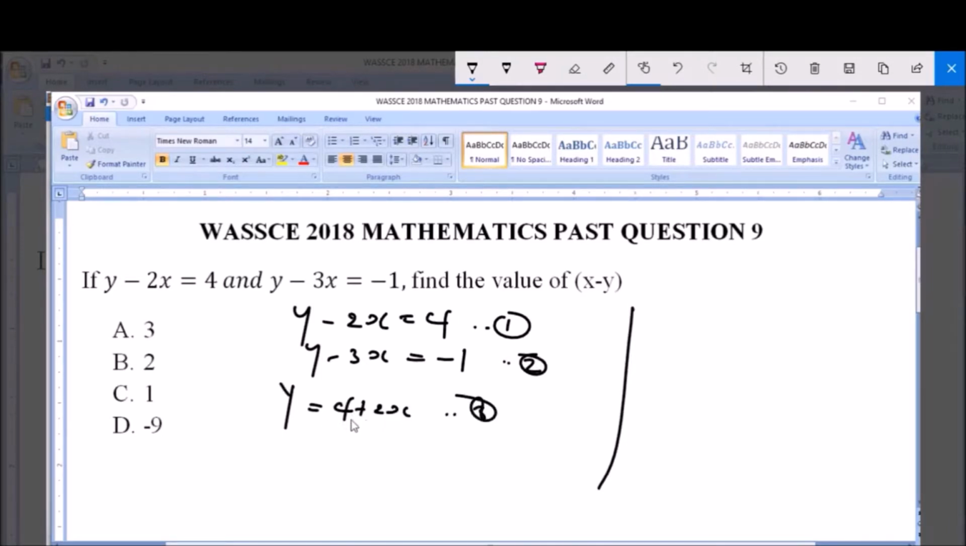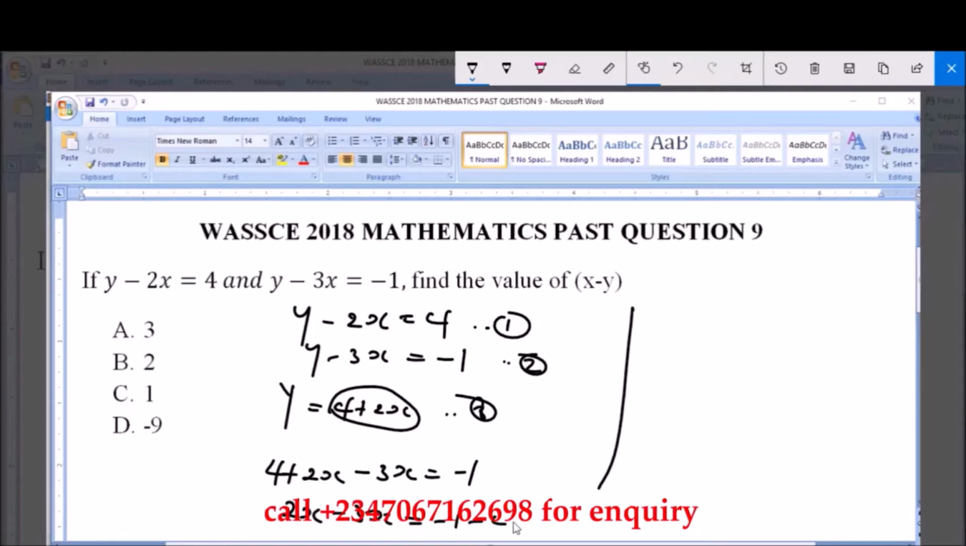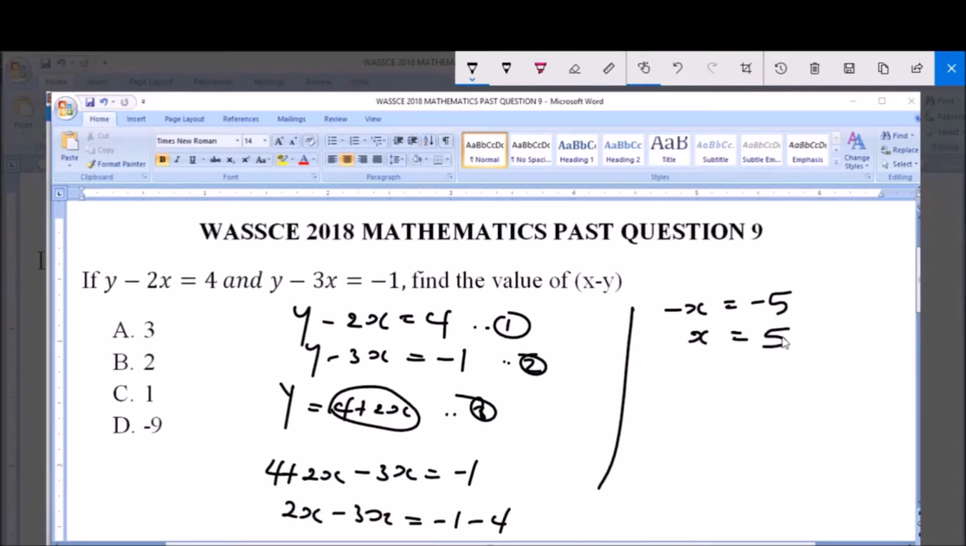Now let's substitute 4 plus 2x for y in equation 2, so that wherever you see y, you substitute and put 4 plus 2x. So I can now say 4 plus 2x minus 3x is equal to minus 1. Collecting like terms, 2x minus 3x is equal to minus 1 minus 4. Now this will give us minus x is equal to minus 5, meaning that x is equal to 5. Now this is the value for x.